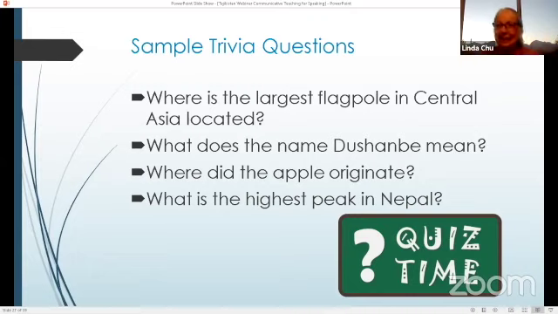They go back and it means Monday. Where did the apple originate? It was Kazakhstan. And what is the highest peak in Nepal? Mount Everest. So those are just some sample questions that we used with our group when we were practicing this among the teachers in Dushanbe.